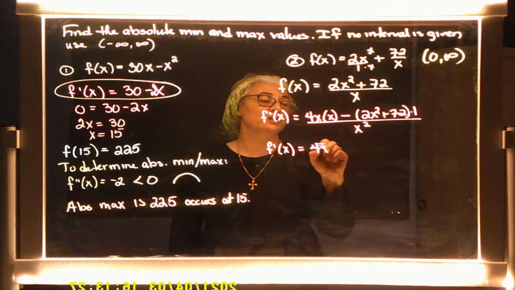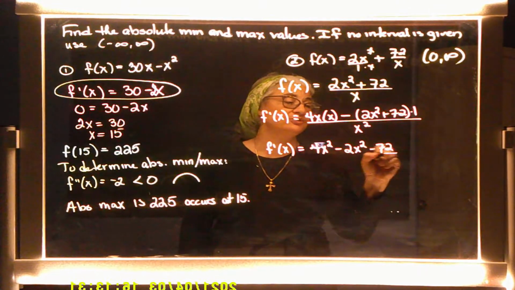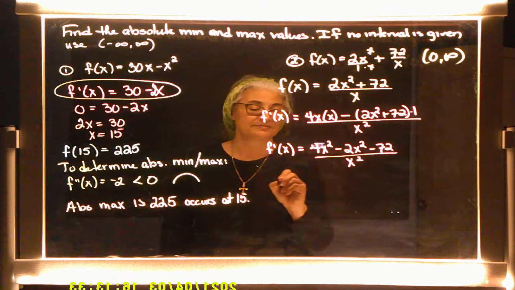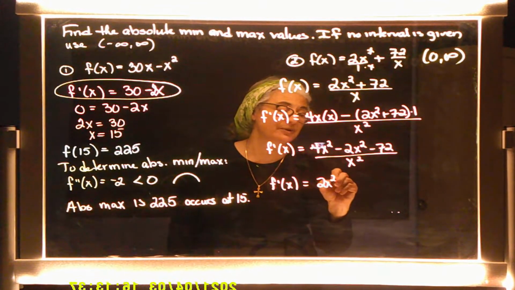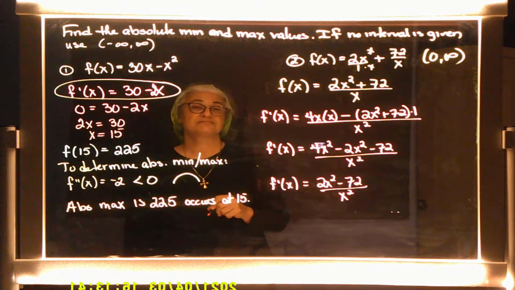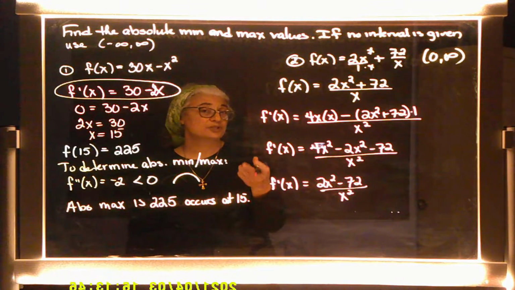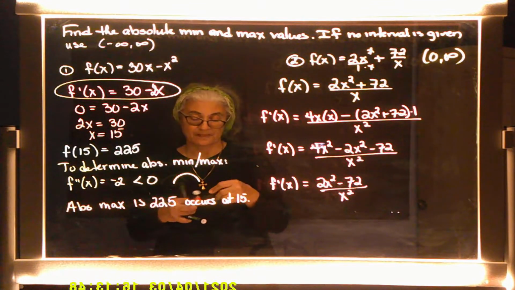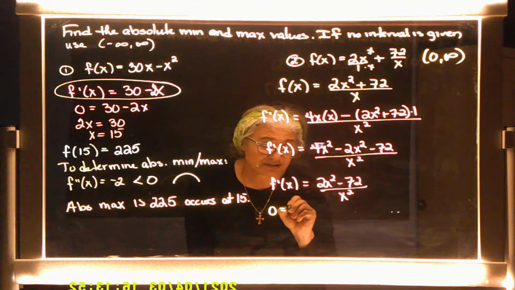Simplifying, I have 4x squared minus 2x squared minus 72 over x squared. Simplify it even further, I have 2x squared minus 72 over x squared. Good? Okay, but I still need to find the critical value, which means what are we going to do? Yeah, we are going to set this equal to 0 and solve.